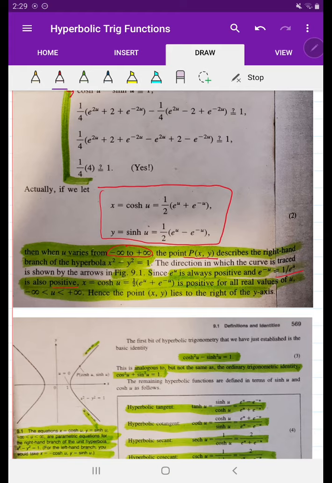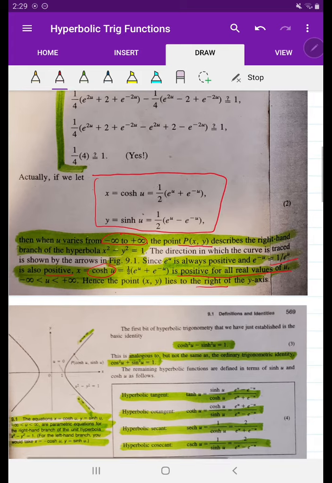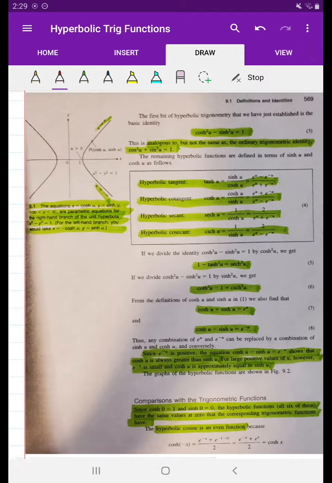Okay, so if those are always positive, then cosh u is always going to be positive for all real values of u. And so that point will always be to the right of the y-axis. Okay, and so then we can throw in the graphs of them here. And so you can see that if you were to graph the hyperbola, the x coordinate of this point on the right, your cosh, will always be positive.